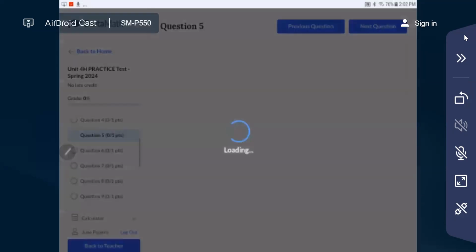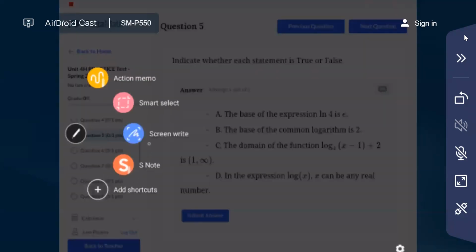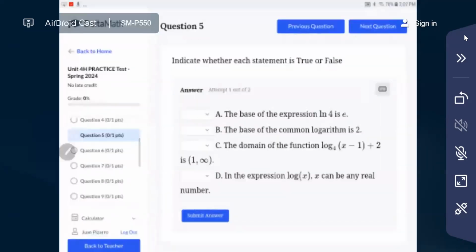Move on to our next question, 5. Let's say indicate whether the statement is true or false. The base of the expression log 4 is e. All right, and so that answer is false. So you have to know a couple of things here.